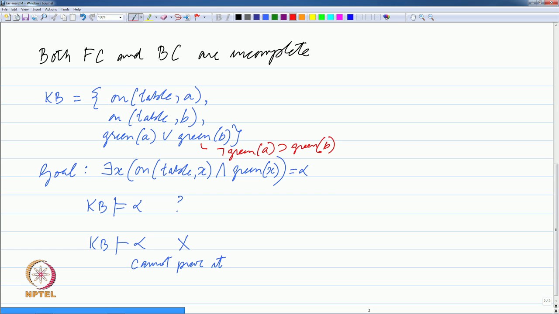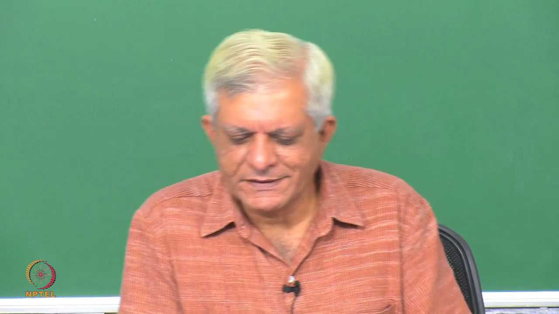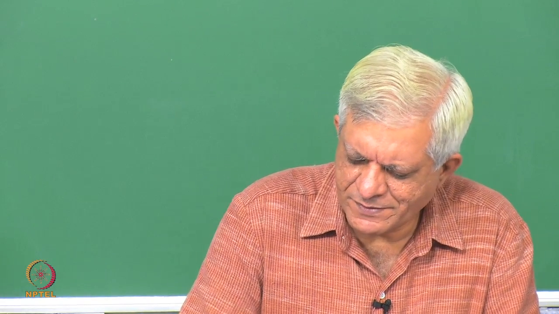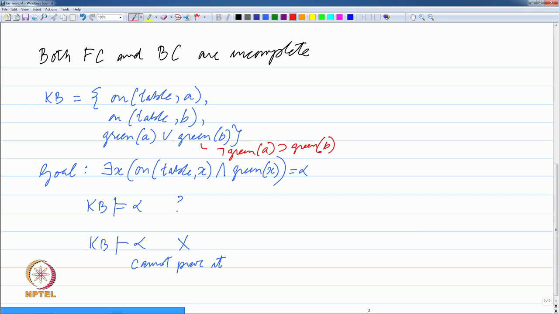So, this is an example which illustrates that while forward chaining and backward chaining can work well in many situations, these are not methods which are complete. There are true facts which you cannot derive essentially. This example is from the book by Charniak and McDermott. The second example that I am showing you is from our book that we are following, which is Brachman and Levesque essentially. So, that was example 1 and this is example 2.